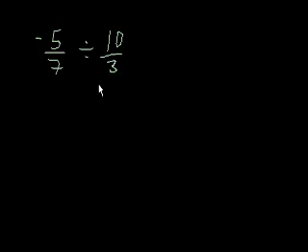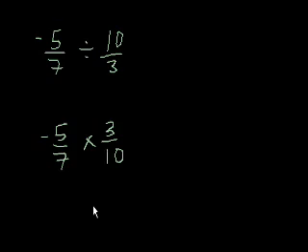And now, of course, you can always pause and look at this whole presentation again, so you can get confused all over again. Let's do minus 5 over 7 divided by 10 over 3. Well, this is the same thing as minus 5 over 7 times 3 over 10. I just multiplied by the inverse. That's all I keep doing over and over again.